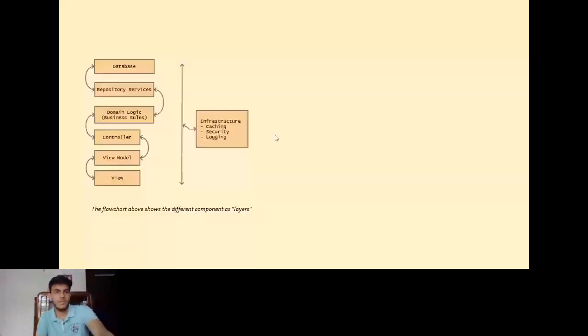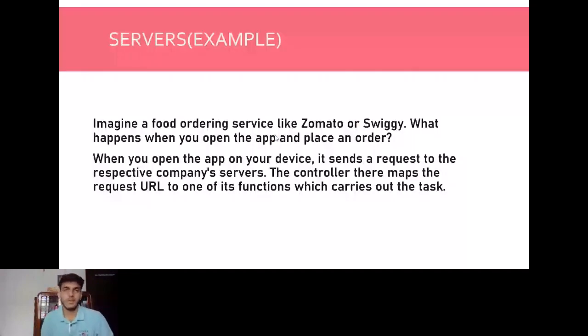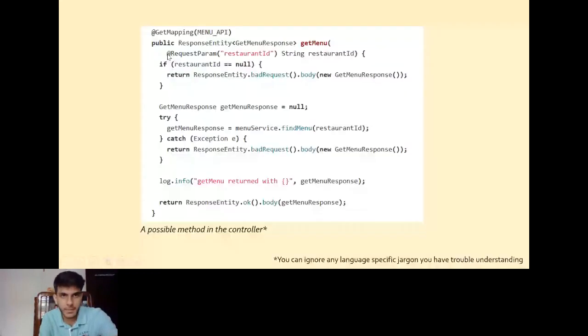When you open the app, as I just explained, it sends a request to Zomato's servers, and the controller there will identify what kind of request you have. If I want a get restaurants request, then the controller will identify that and send the request to that particular function. The next slide shows you a slight idea of what this function will look like. It has a get mapping. This is a part of the controller. It will identify that your request is a get request and it wants a menu. So it will forward this request to that function in the services.